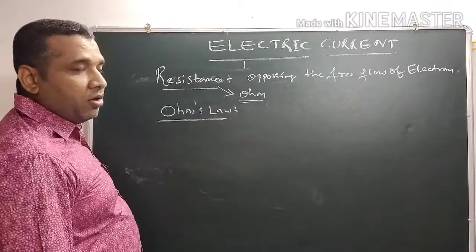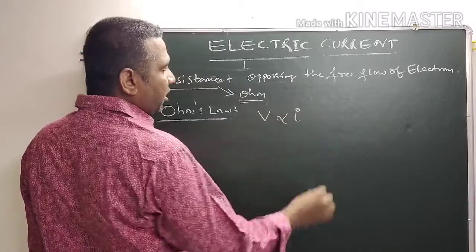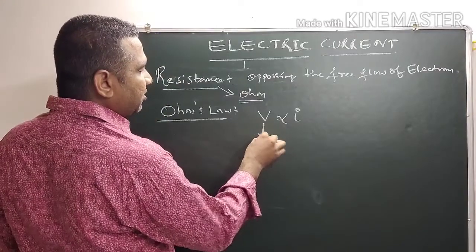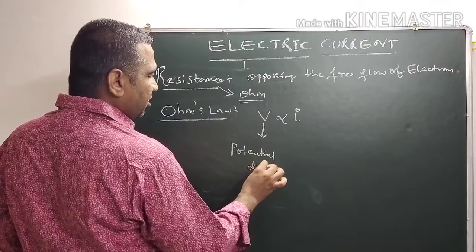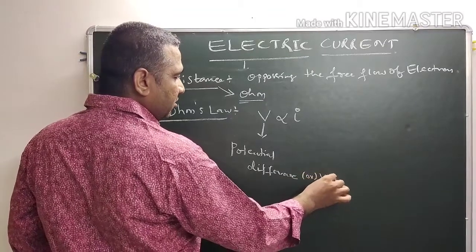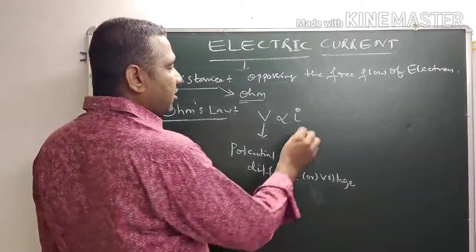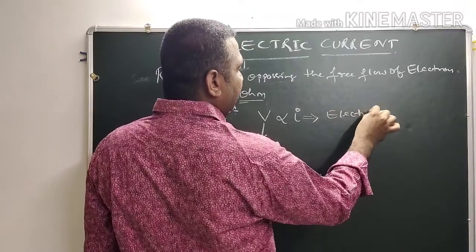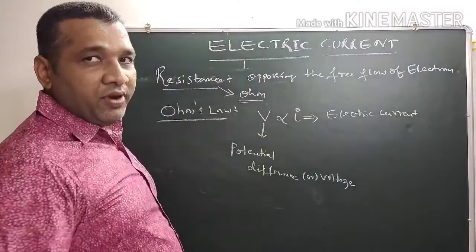The statement of Ohm's law is that V is directly proportional to I. Here V refers to the potential difference, or we can say voltage, flowing in a circuit. I refers to electric current. So from the relation we can easily define Ohm's law.